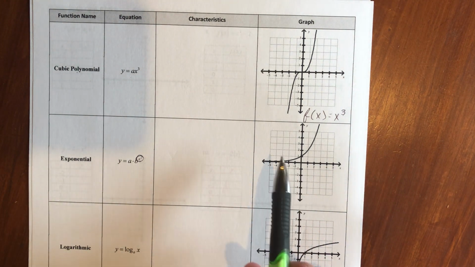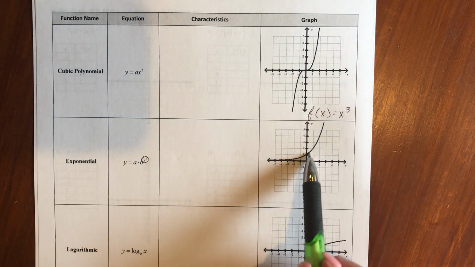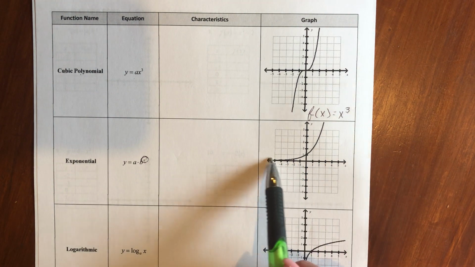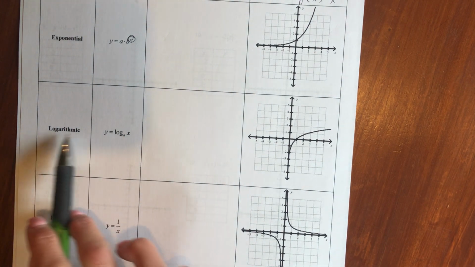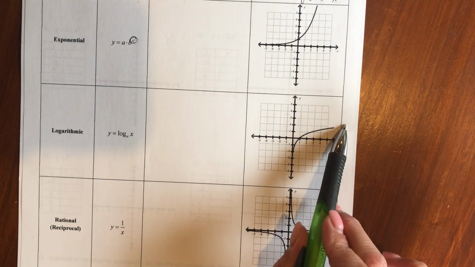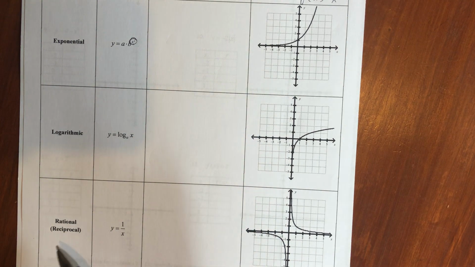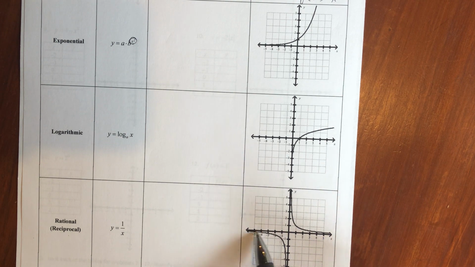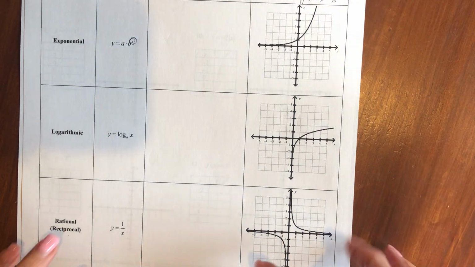And this one is interesting. It has an asymptote. Asymptote is this line here that the graph is getting closer and closer and closer to, this x-axis, but it never quite touches it. And we'll talk more about those asymptotes later. Next one is the logarithmic function. And there's your graph of that. This also has an asymptote right here. It gets closer and closer, but never quite reaches. And then rational or reciprocal, horizontal asymptote there. And so be familiar with all of these.